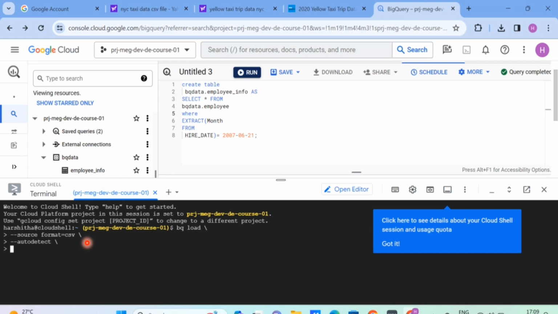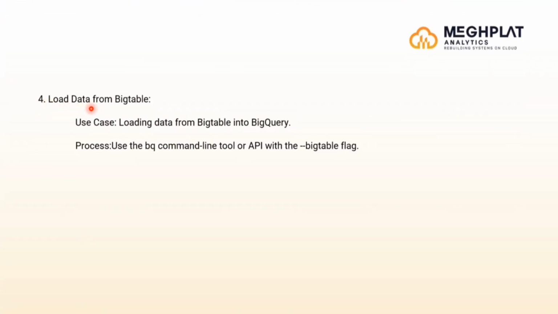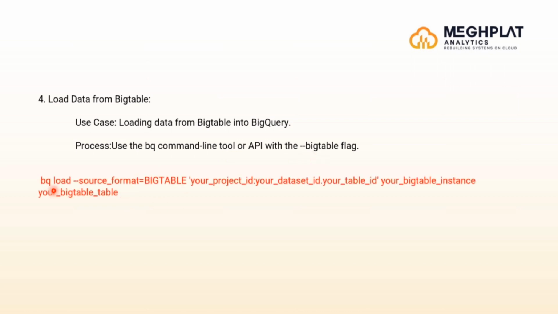So the next one is load data from Bigtable. Use case: loading data from Bigtable into BigQuery. The process is to use the BigQuery command line tool or API with the Bigtable flag. This is the command we need to follow while working in the Cloud Shell terminal. So this is about loading data in BigQuery.